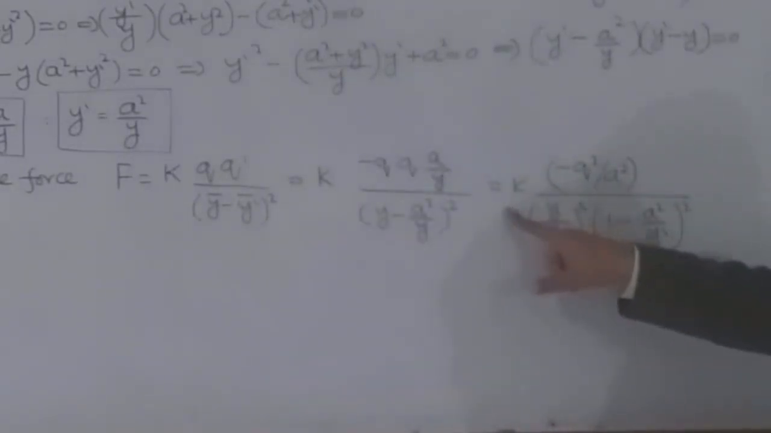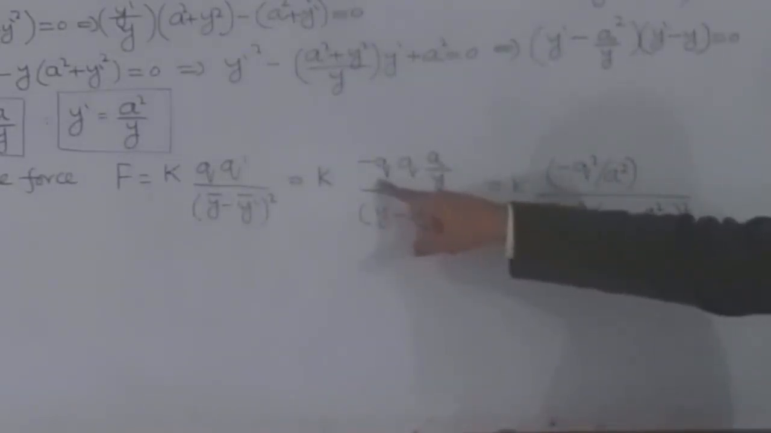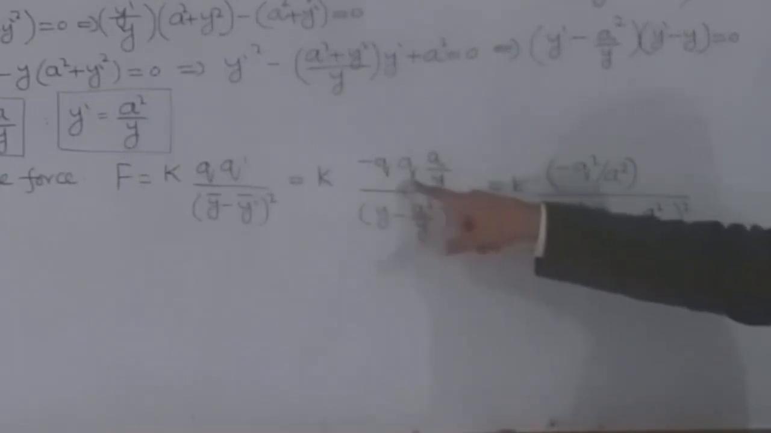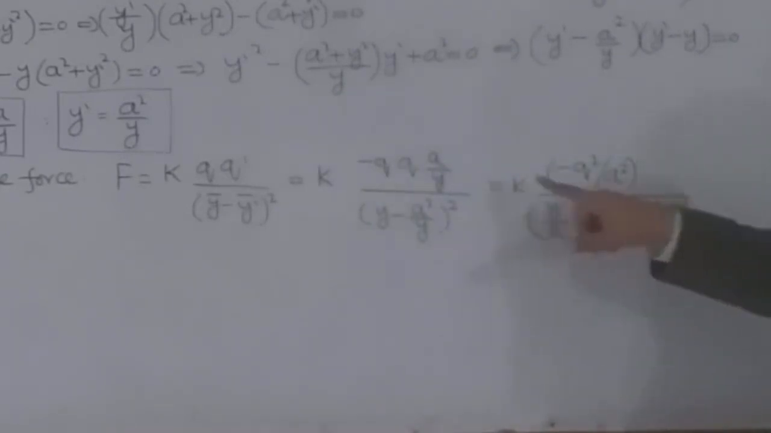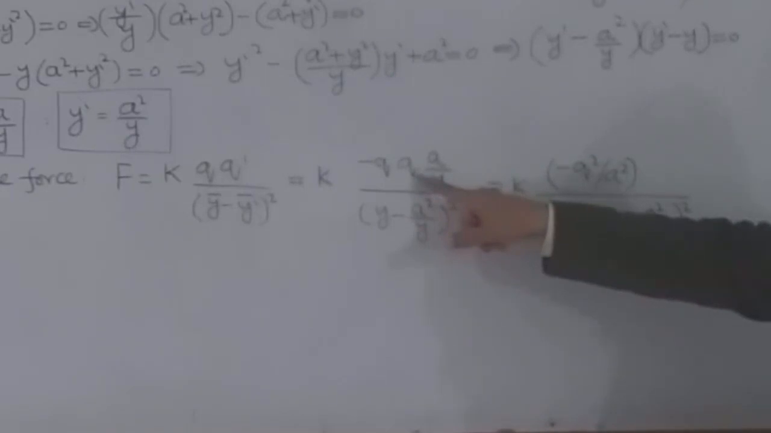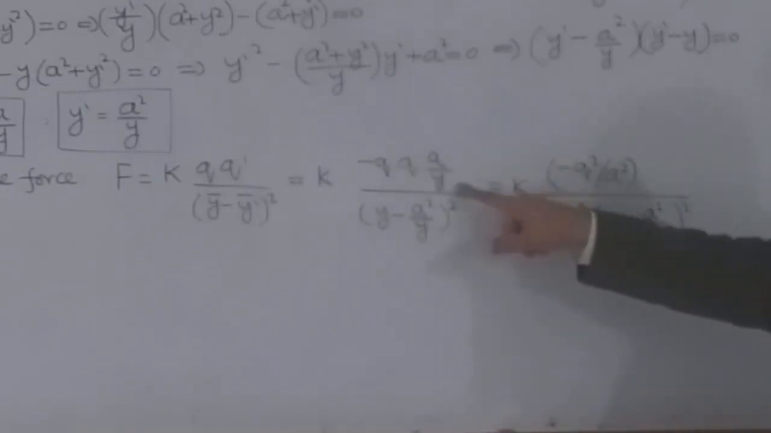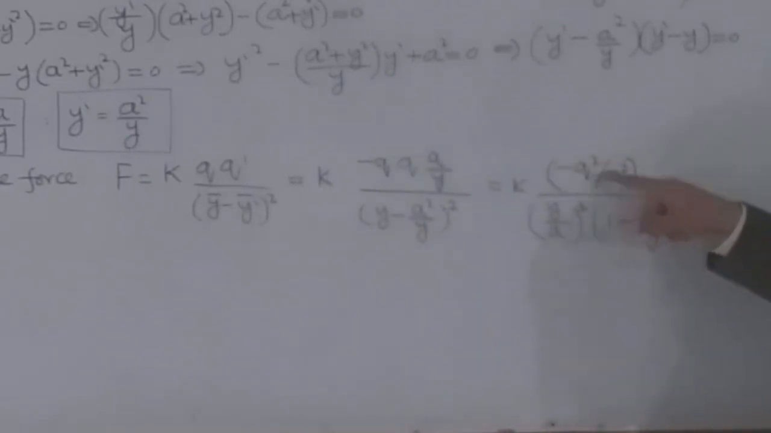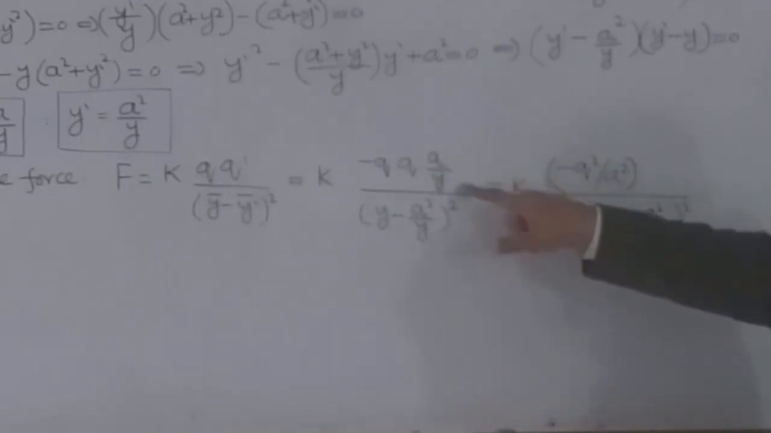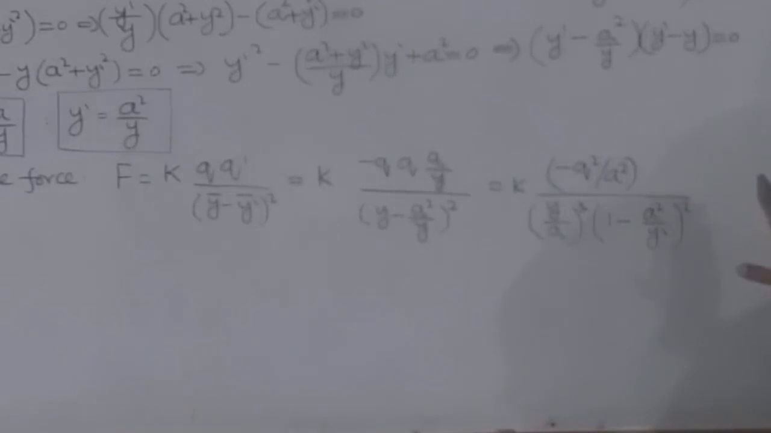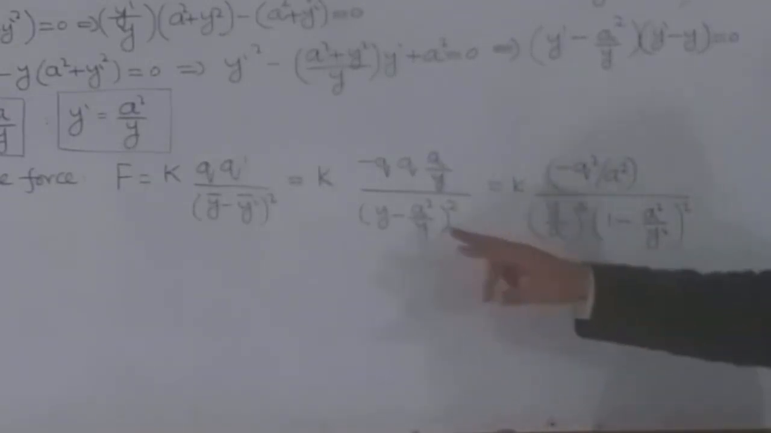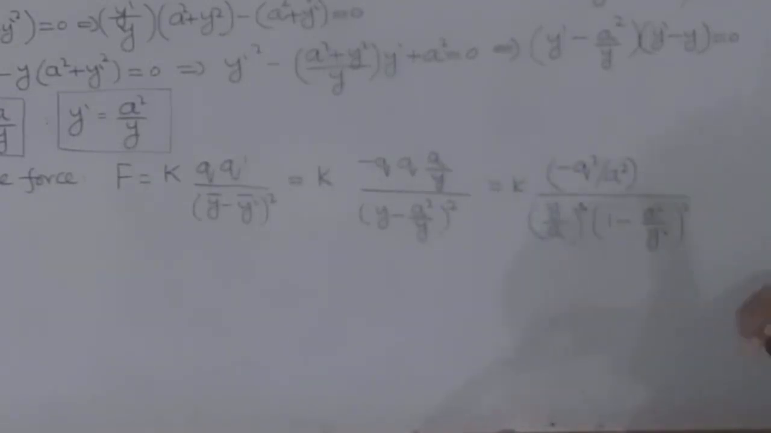Okay, here minus q squared and then a over y. Right? Minus q squared a over y. So I left minus q, right? And then a over y is here. So keep this in mind that from here we will do this one.